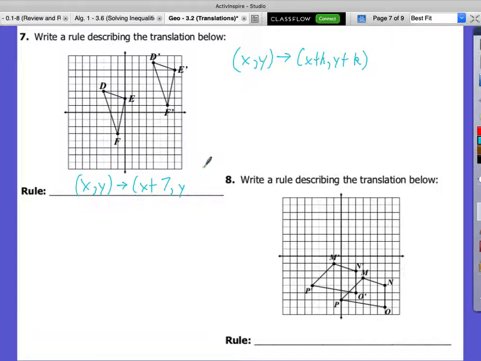Emily. It'd be y plus 4. Very good. Okay? Means we go to the right 7, up 4, okay? So that would be our rule. So how do we know we go to the right side? Where are you starting to count to go over? It's a great question, okay?